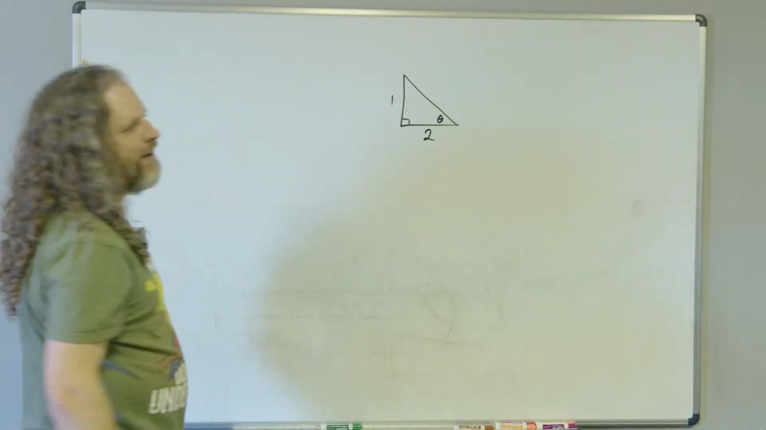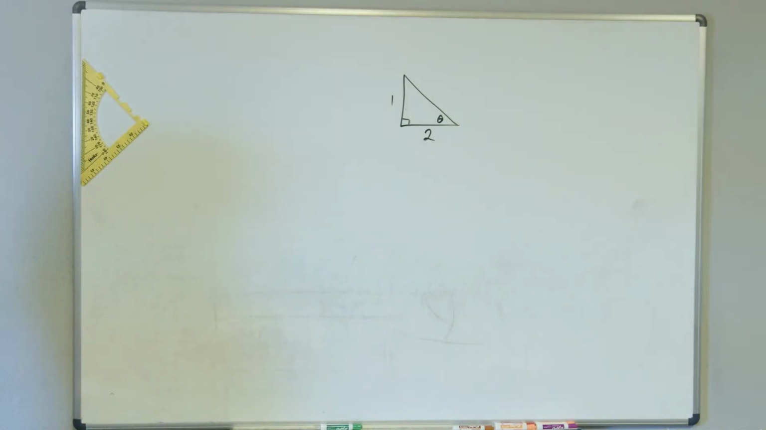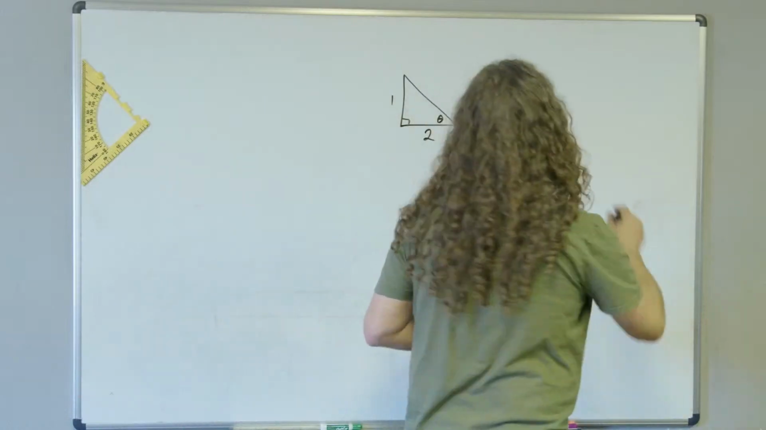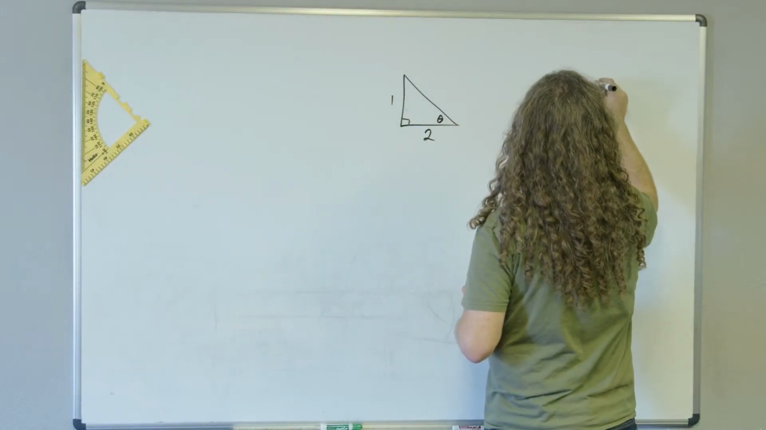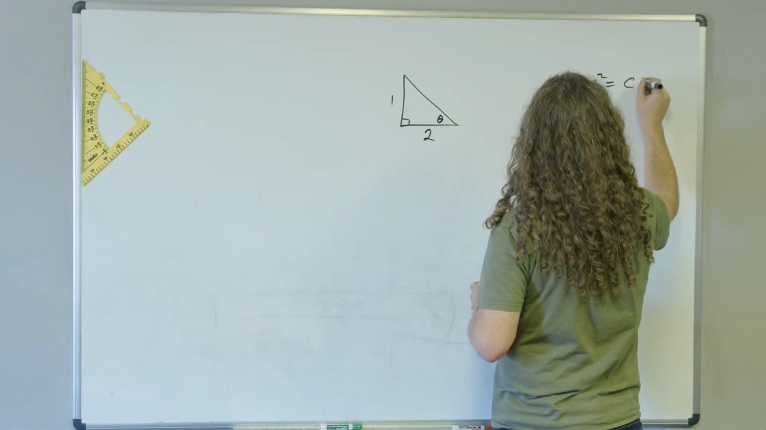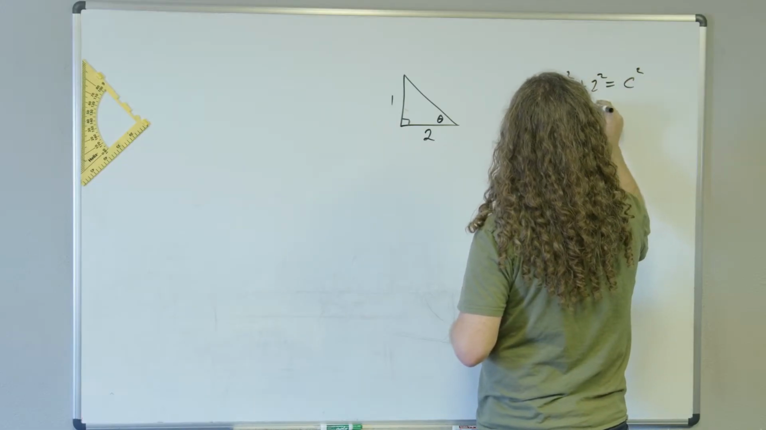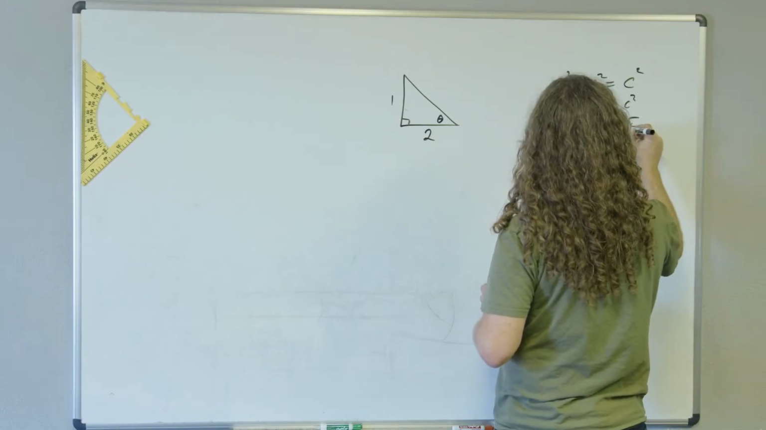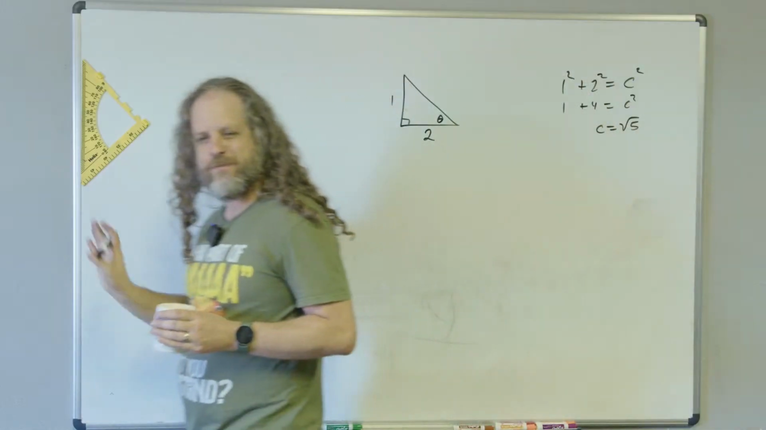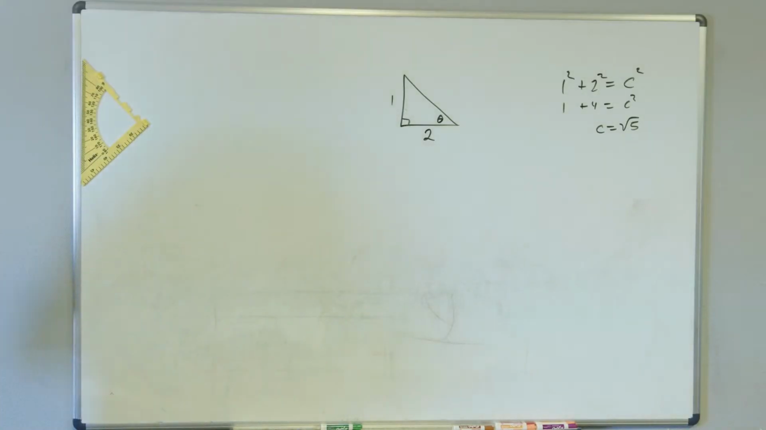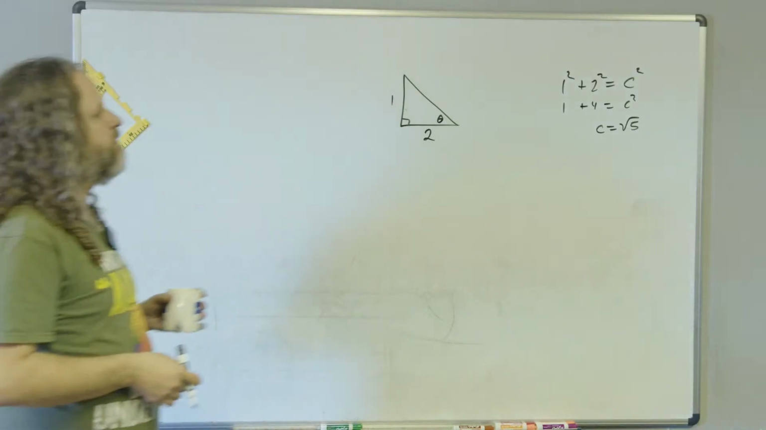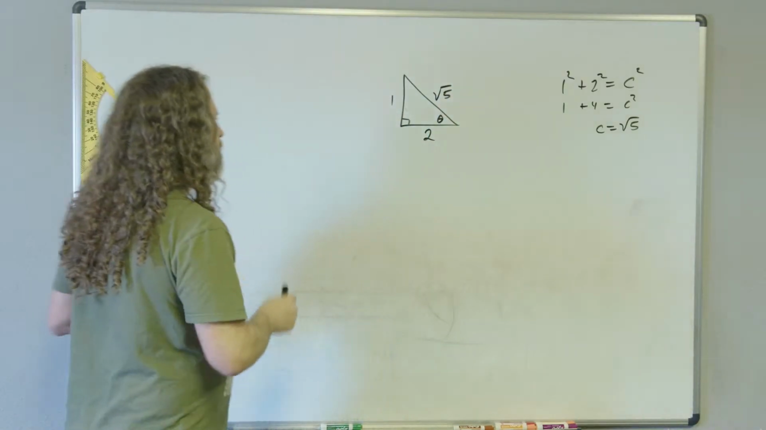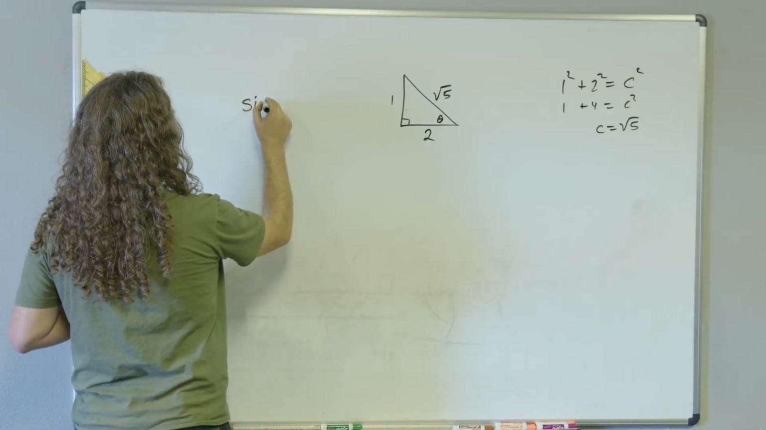So how can we find out the third side? Pythagorean theorem, that's right. 1 squared plus 2 squared equals c squared. 1 plus 4 equals c squared, so c equals the square root of 5. I know it's technically plus or minus, but we're talking about distance, yes? So square root of 5. So what is the sine of theta?